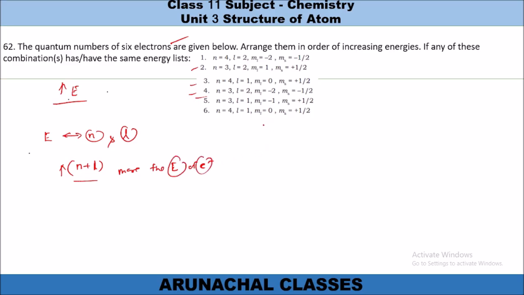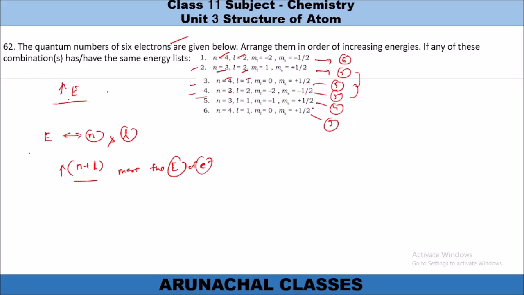So let us take the first one. Here n value is 4 and l value is 2, so n plus l is 6. In the second case, n value is 3 and l value is 2, so n plus l is 5. In the third one, 4 plus 1 is 5 again, both are the same. Now 3 plus 2 is 5 again. Then 3 plus 1 is 4, then 4 plus 1 is 5.